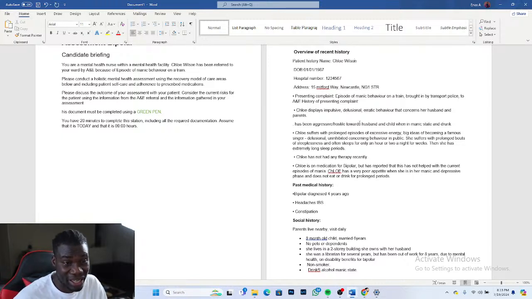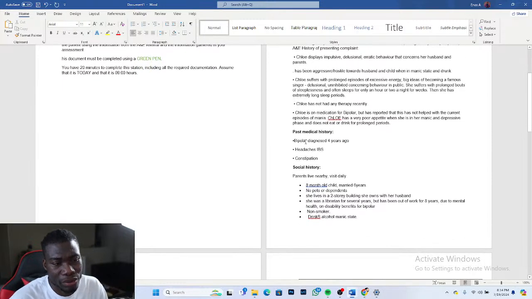So clearly they are telling you that in her manic state she drinks, and then of course she also suffers from prolonged episodes of excessive energy. This is clearly hyperactivity or more like an elated mood. And then she's not been sleeping, she's not had much sleep, she doesn't eat well as well, and then her medication is not also helping. So this, the very first part of the overview of the patient history, always gives you a picture of the type of patient that you are going to be dealing with.